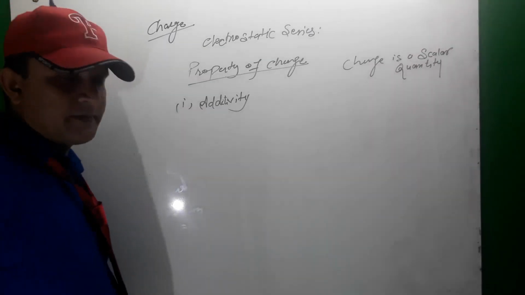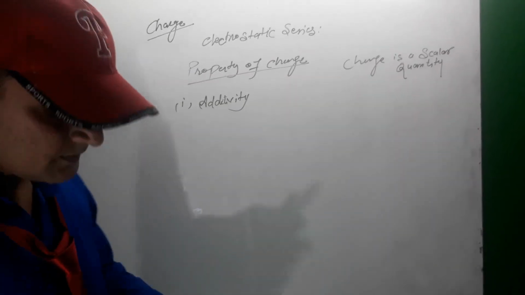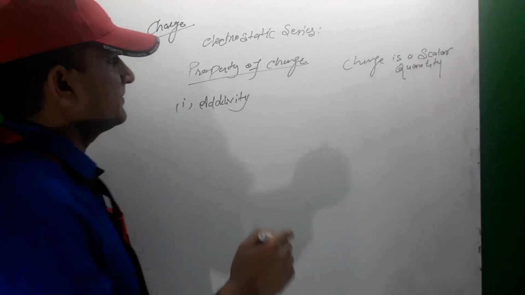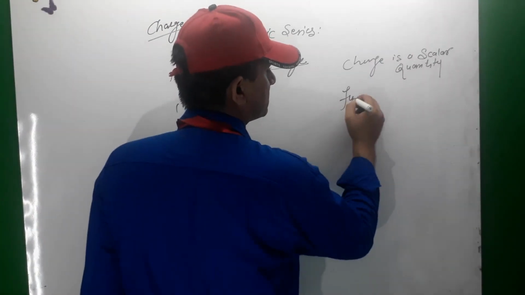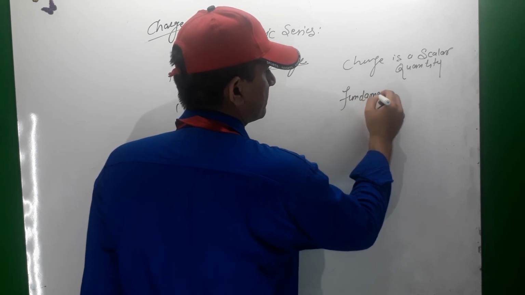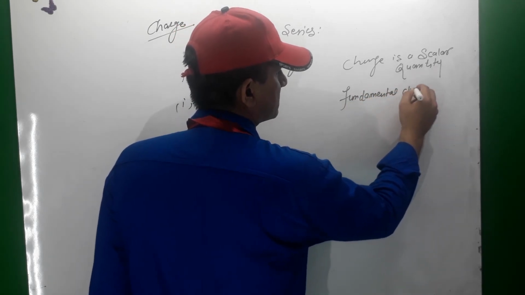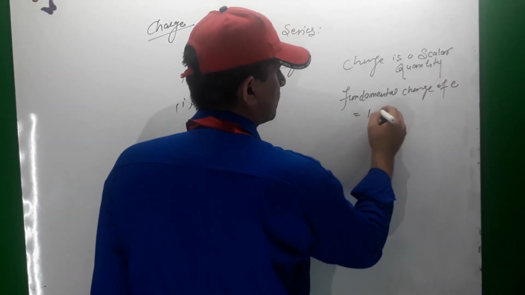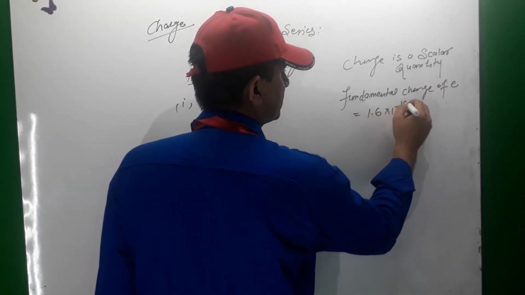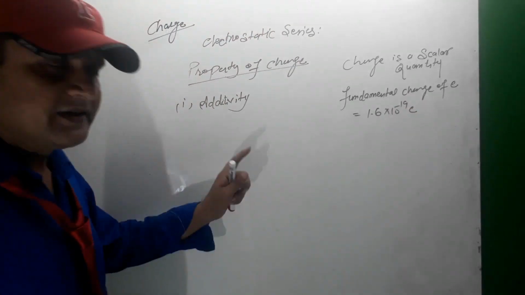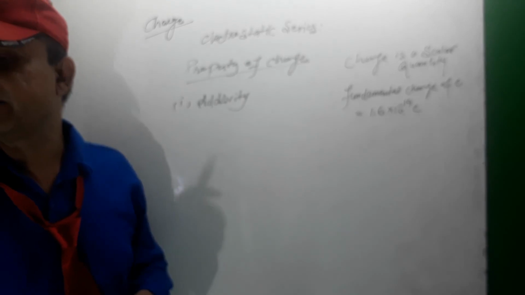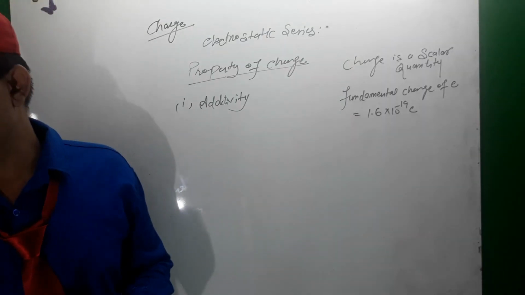So we are discussing additivity. What is the charge of an electron? Fundamental charge of the electron is 1.6 into 10 to the power minus 19 coulomb. It is negative in nature. It is a negative charge.